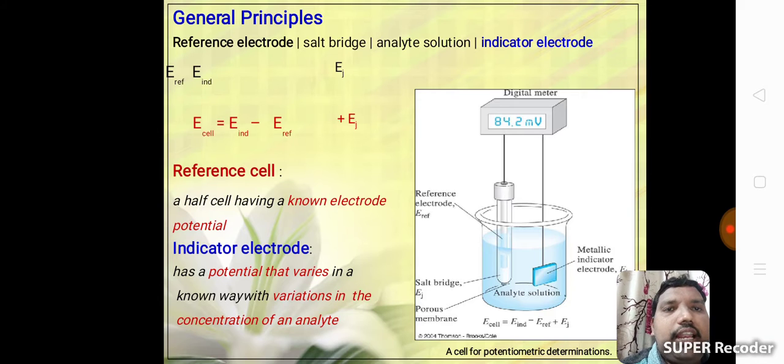See the reference cell, a half cell having a known electrode potential. The indicator electrode has a potential that varies in a known way with variations in the concentration of an electrolyte. The reference electrode has a known electrode potential, but the indicator electrode potential varies with the concentration of the analyte solution. This is also a diagram which can explain potentiometry reactions.